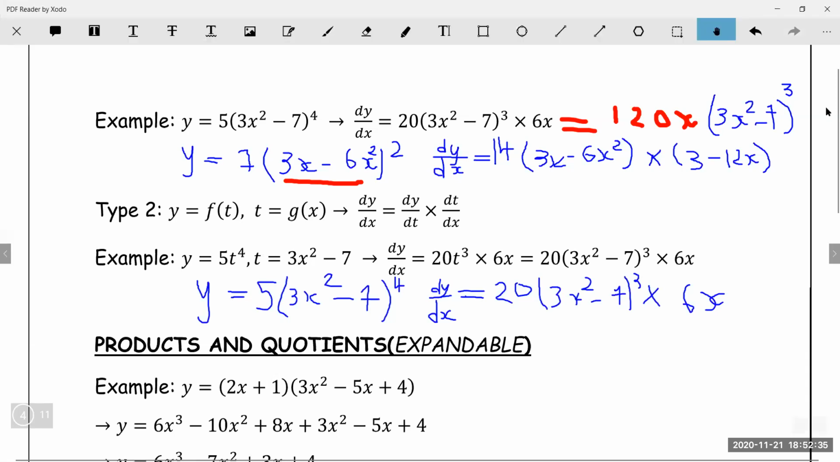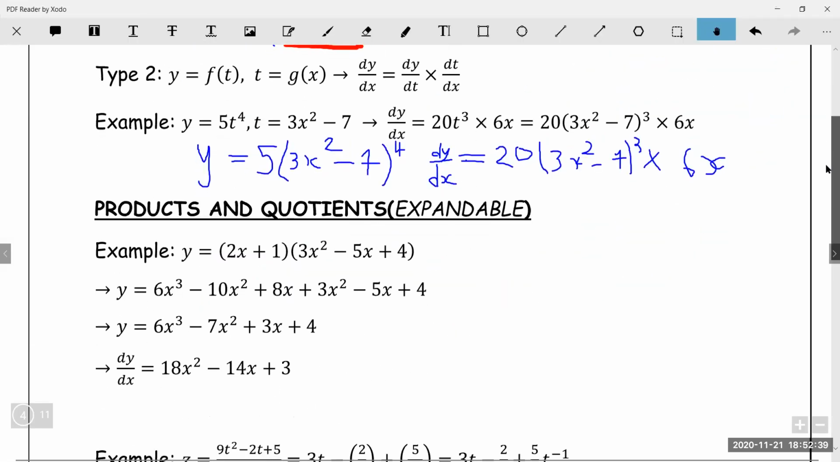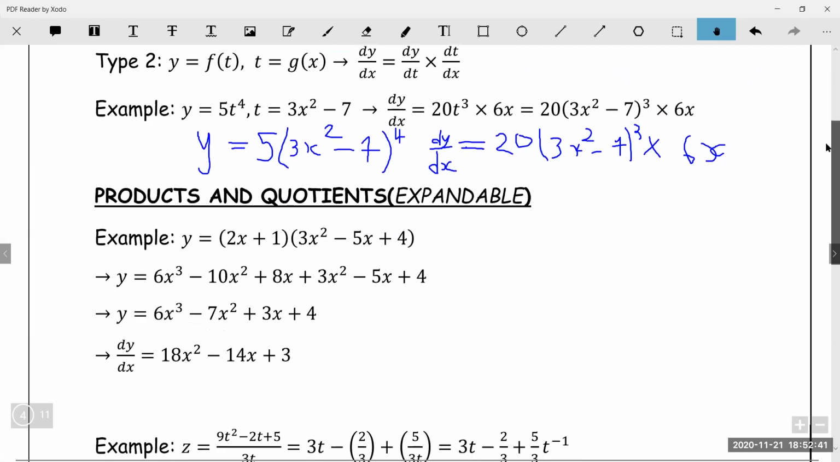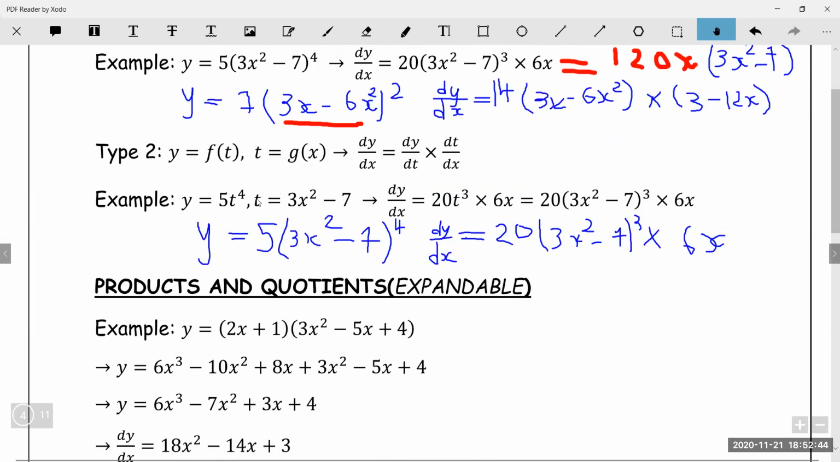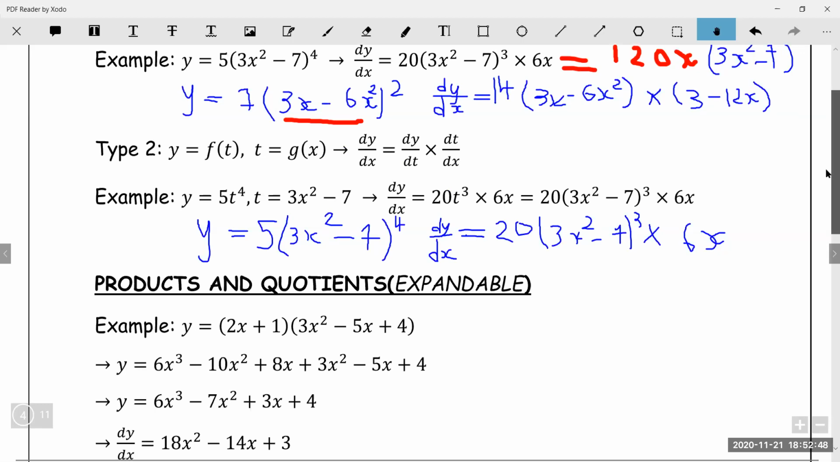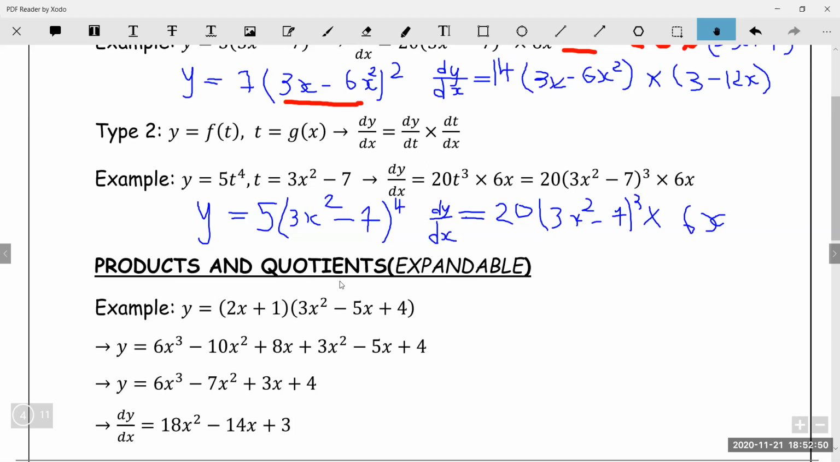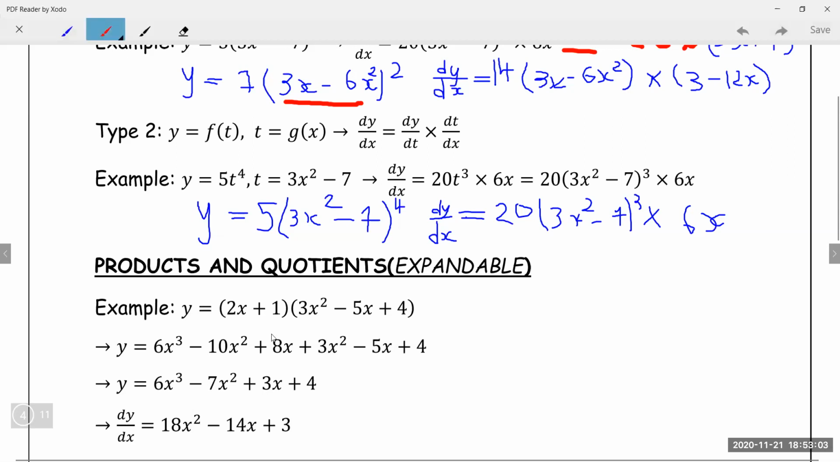Now, I want to give you some examples of type 2, but not yet. Now we're going to learn about products and quotients, how to differentiate products and quotients. When you're given y equal to (2x plus 1) times (3x squared minus 5x plus 4), you can't just look at it and differentiate it yet. You have to expand it first, no?